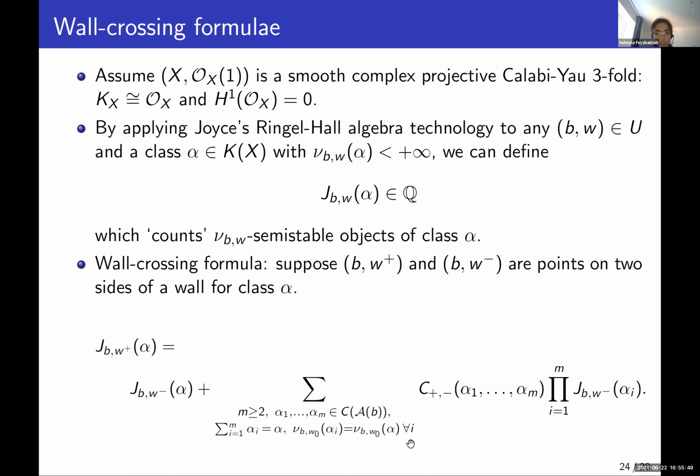Okay, so we look at all the possible ways that we can write our class alpha in terms of classes in the heart A_B, and we assume that they are of the same slope along the wall. So ν_{B,W0} is along the wall between ν_{B,W+} and ν_{B,W-}. Okay, so this rational coefficient C plus minus only depends on the Euler pairing of these alpha i's and the relative size of their slopes.